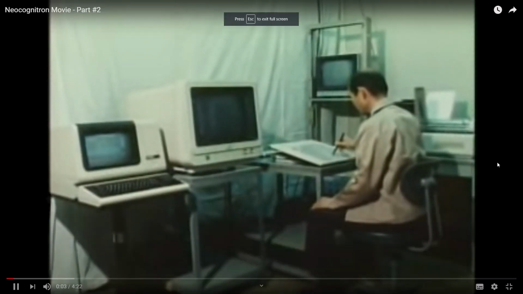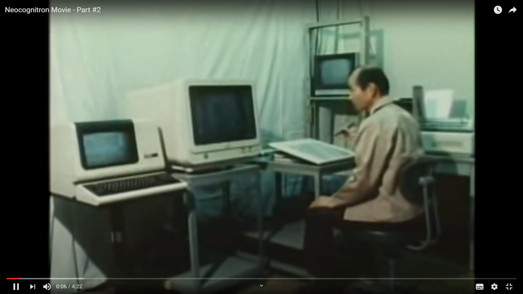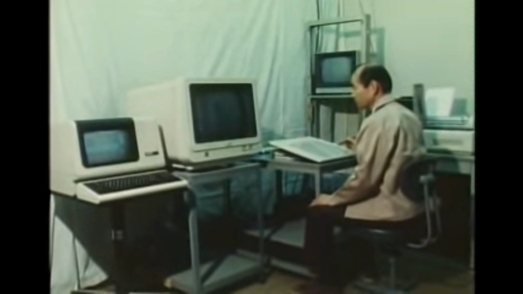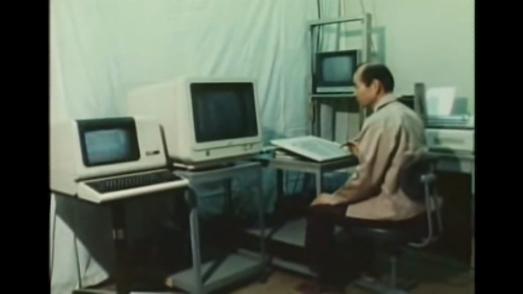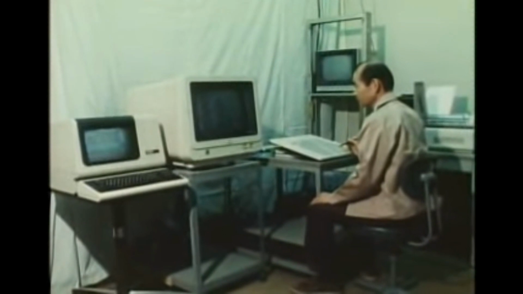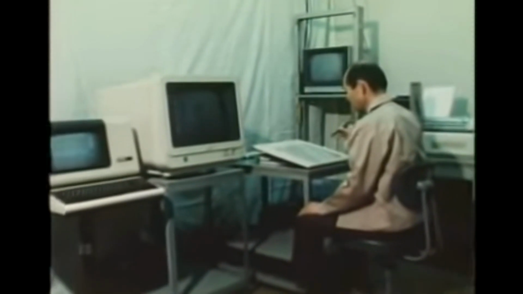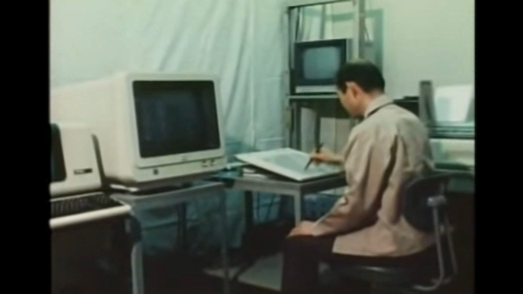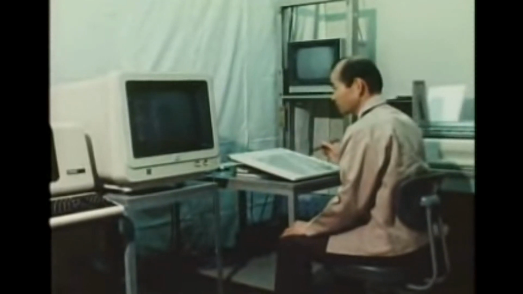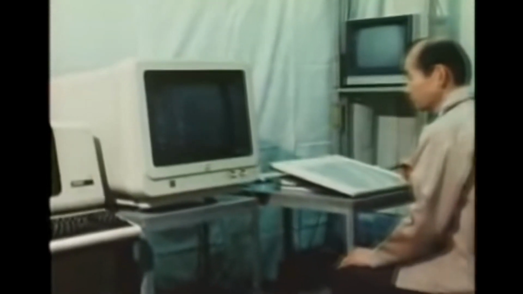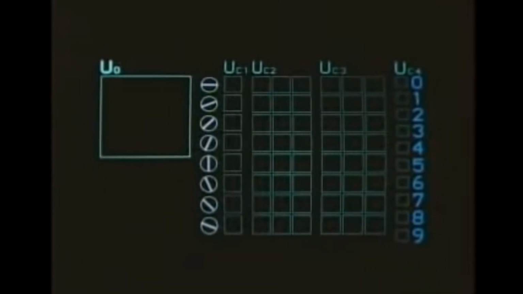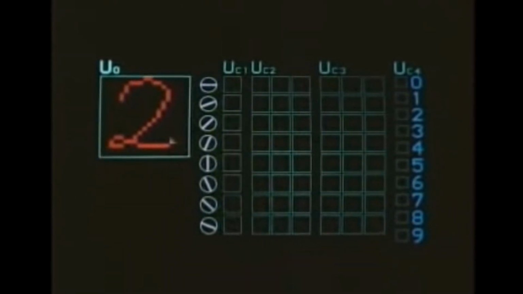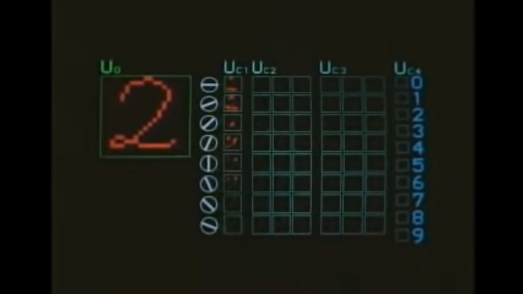Now let's see the ability of the neocognitron. Using the principle of the neocognitron, we have designed a system which can recognize handwritten numerals. This system is operating on a mini-computer, and it can even operate on a microcomputer. Let's draw a numeral 2 on the tablet. From the analysis of the stimulus features, the input pattern is recognized as 2.